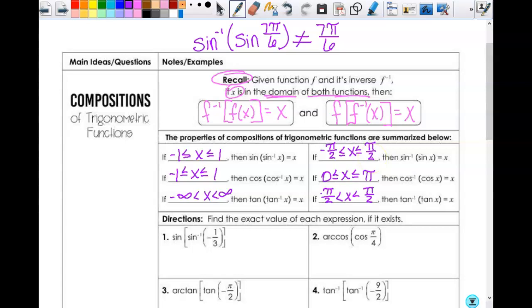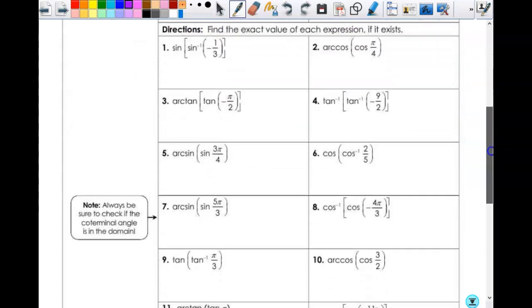If I said the sine inverse of the sine of pi thirds, that does equal pi thirds, because pi thirds fits between this. Okay, so these domains here, that's the key to everything. So it's not just a straight answer like that, even though the sine of 7 pi 6 would give you the same value. It doesn't work that way. Okay? Yeah, exactly.